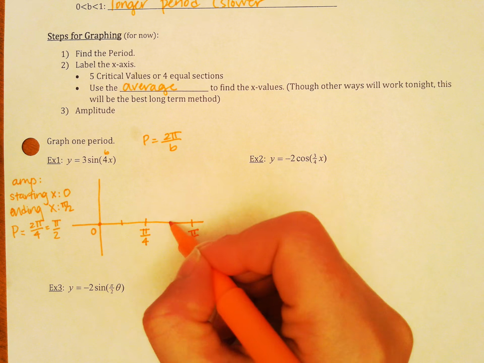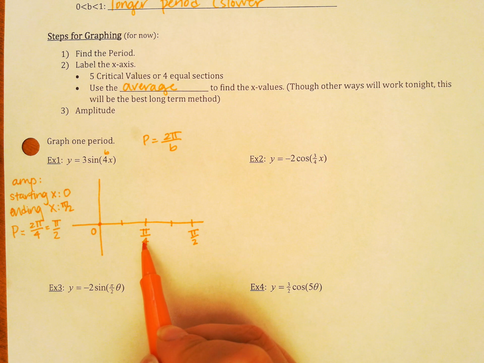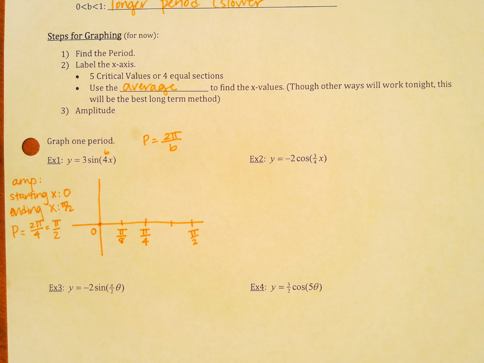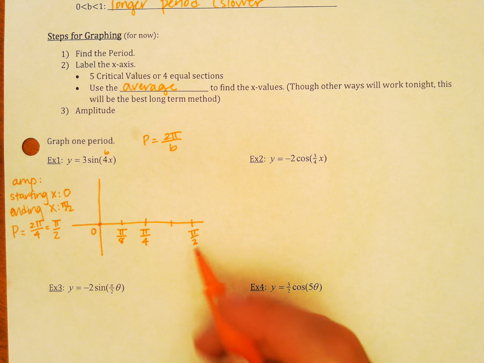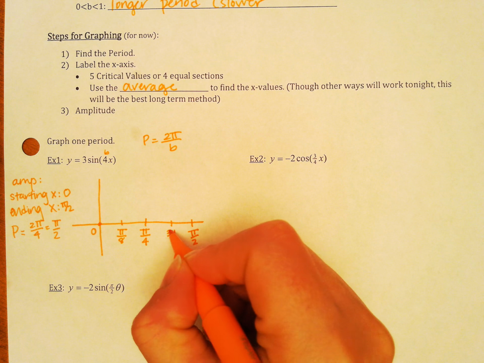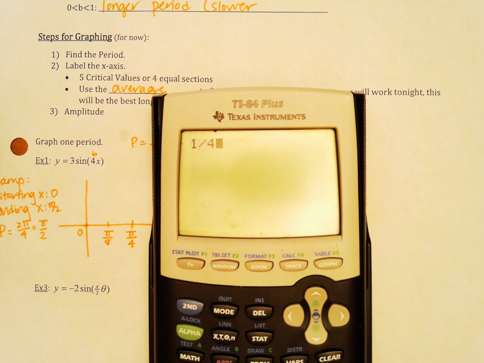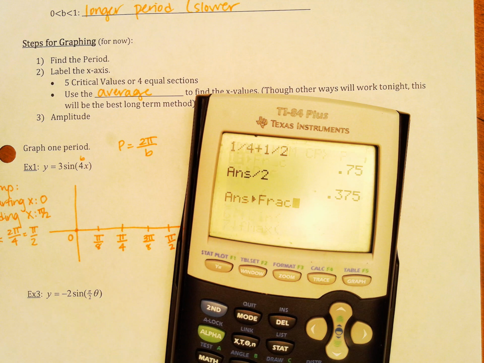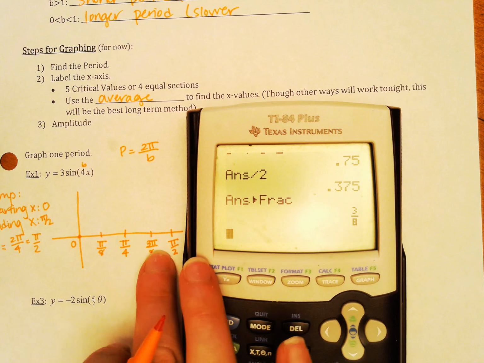And then I'm going to find the average between each of these. So now I'm dealing with the average of 0 and 1/4. So 0 plus 1/4 divided by 2 is 1/8, so pi over 8. And our next one, 1/4 and 1/2. So 1/4 plus 1/2 divided by 2 is going to be 3/8. So 3 pi over 8. And again, you can do that in your calculator. So I would do 1/4 plus 1/2 divided by 2, and I can change that into a fraction on my calculator, and I get 3/8. So there we go. That's going to be our spot here, the average between those.